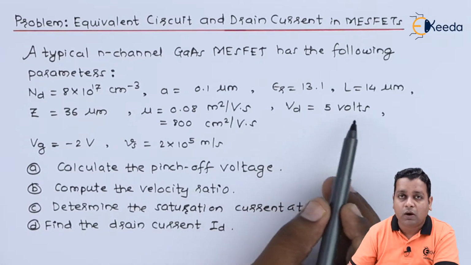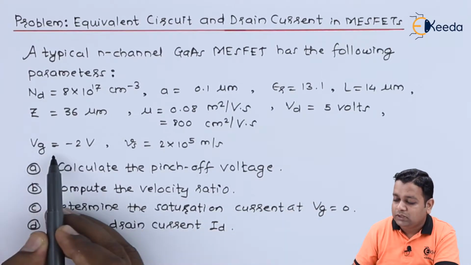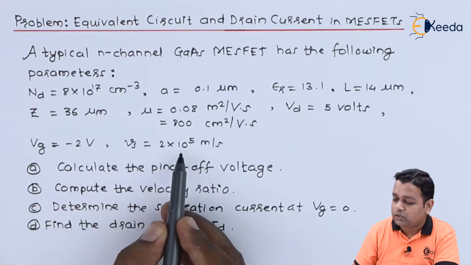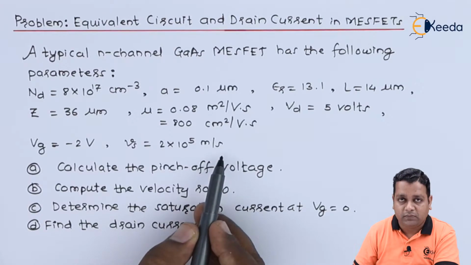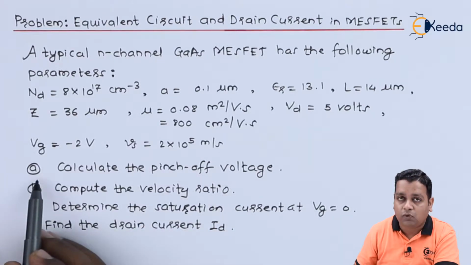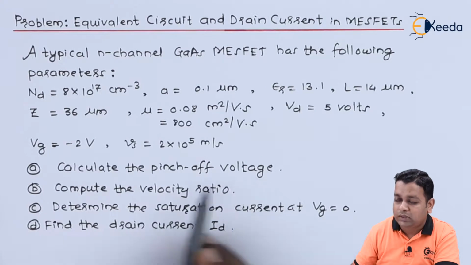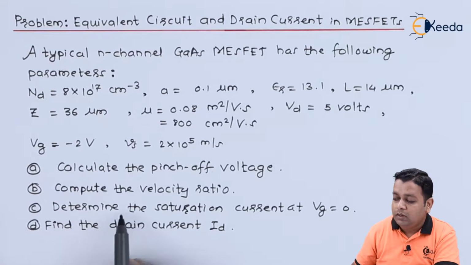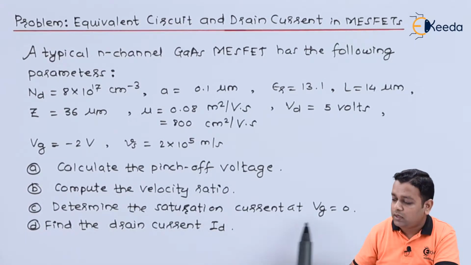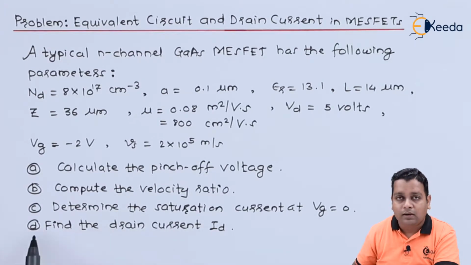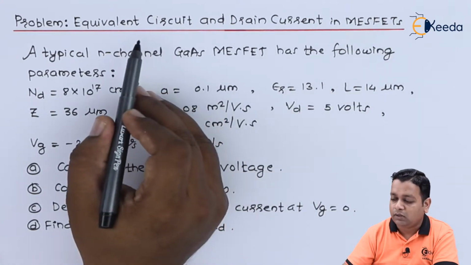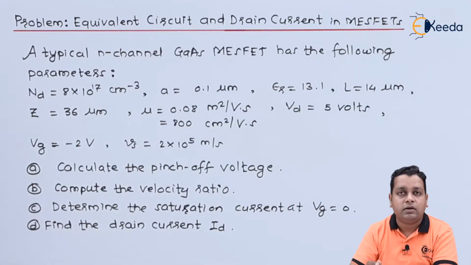Vd, the voltage, is 5 volts, and Vg is minus 2 volts. Vs, the velocity, is 2 into 10 raised to power 5 meter per second. Now we are asked to make calculations for: in part A, the pinch off voltage; in part B, computation of velocity ratio; in part C, determination of saturation current provided Vg is equal to 0; and lastly, to determine the drain current Id. All this for the MESFETs, considering the knowledge of equivalent circuitry and the drain current.